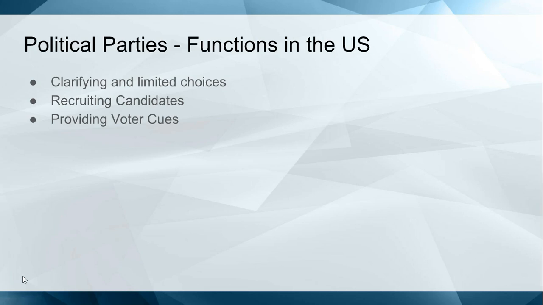For example, at the national level, we expect citizens to be able to discern between two different candidates for president. They usually can do that. Two different candidates for U.S. Senator. Sometimes they can do that. Two different candidates for U.S. House. Maybe they can do that. But at the state level, in most states, they have a whole host of elected positions.